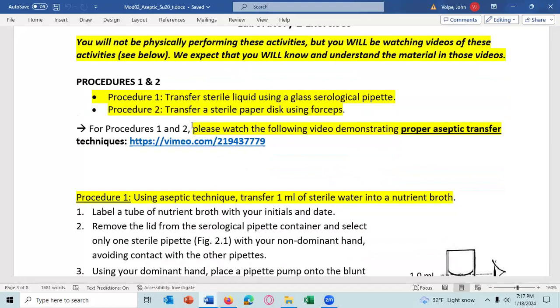In procedure 1, you're going to be transferring sterile liquid, actually sterile water, using a glass serological pipette into 9 mLs of sterile media. In procedure 2, you're going to be transferring a sterile paper disc using clean forceps and put that sterile paper disc in a tube of sterile media. Any question about any of that?